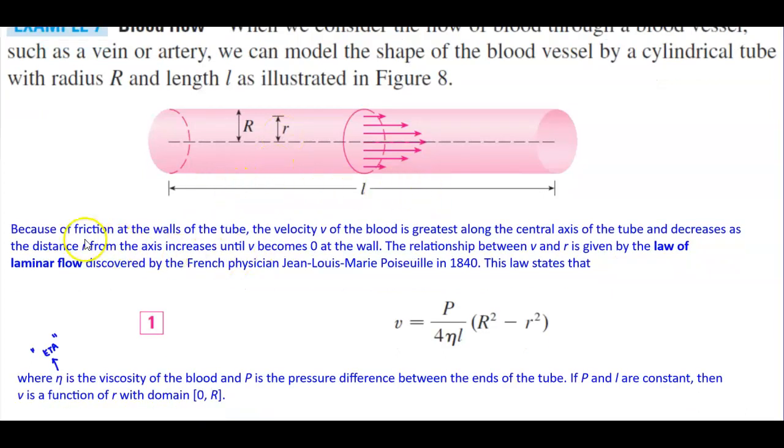Now, because of friction at the walls of the tube, the velocity v of the blood is greatest along the central axis of the tube and decreases as the distance r from the axis increases until the velocity becomes 0 at the wall. The relationship between v and r is given by the law of laminar flow, discovered by the French physician Jean-Louis Marie Poiseuille in 1840.